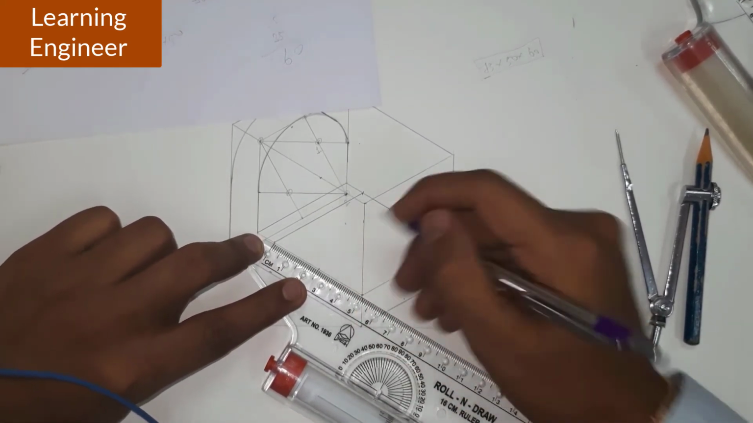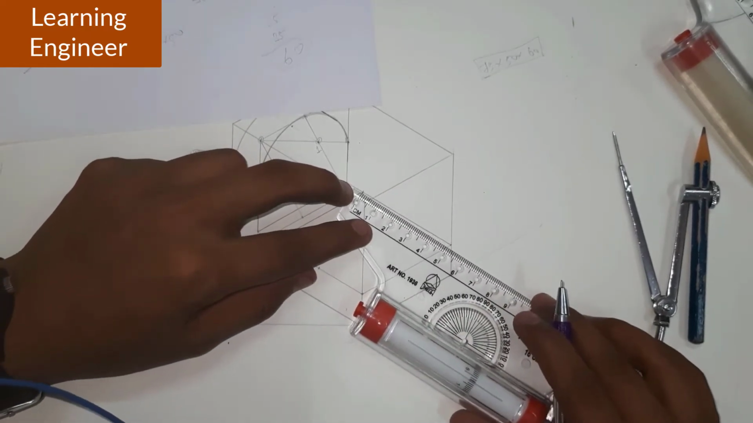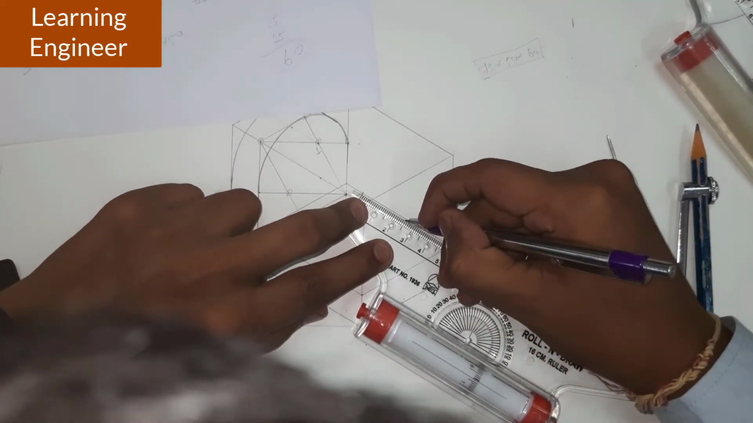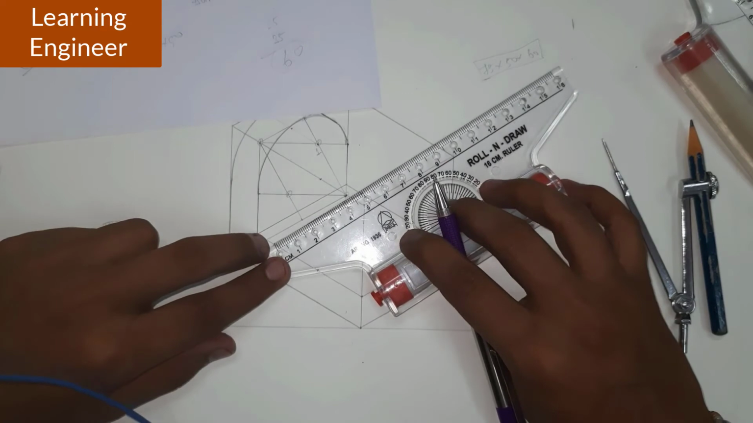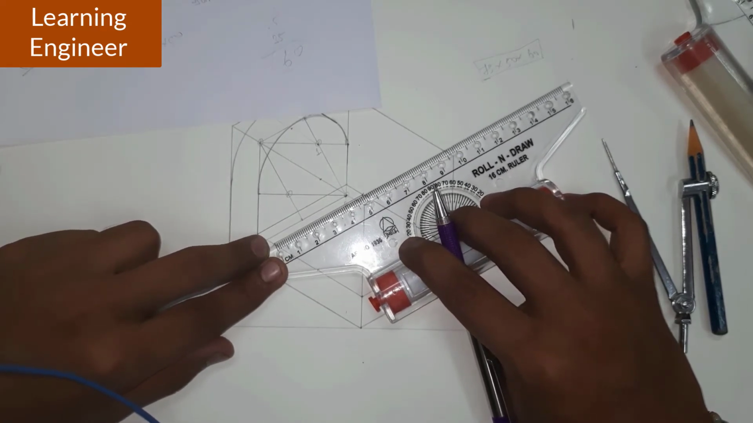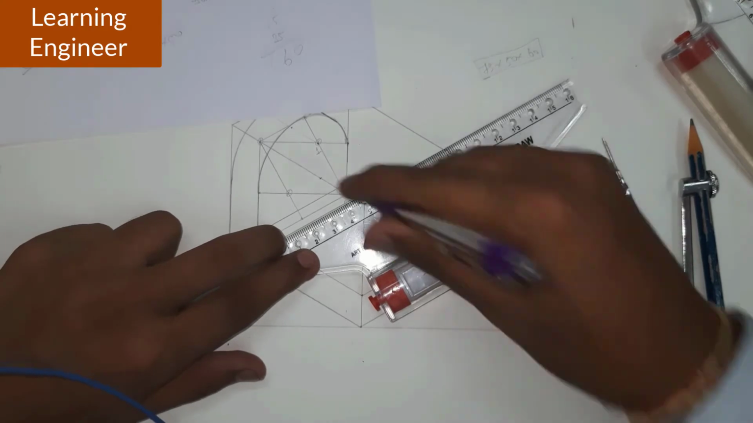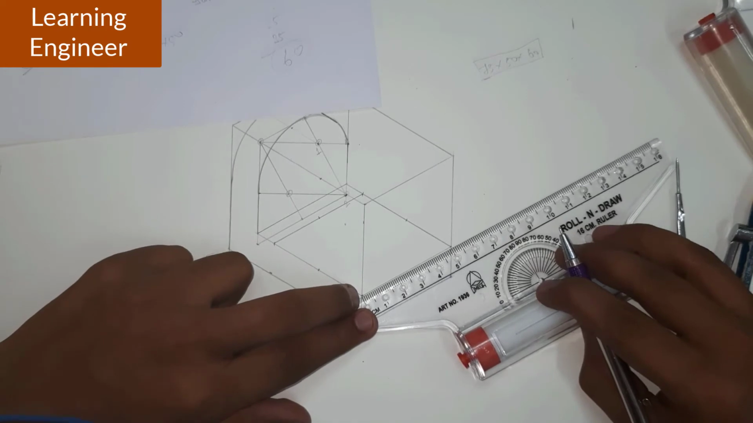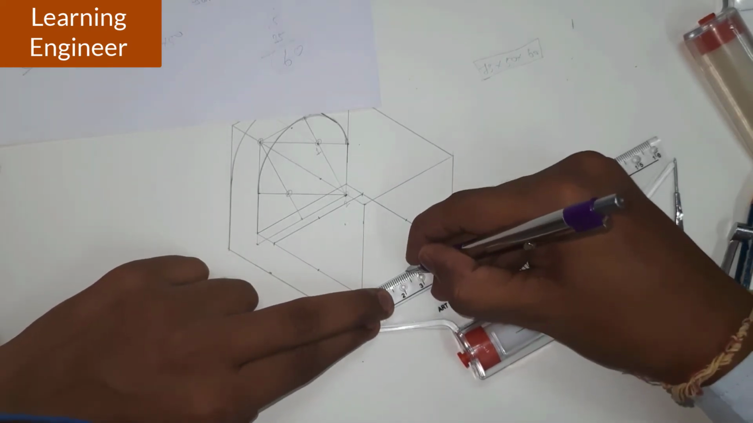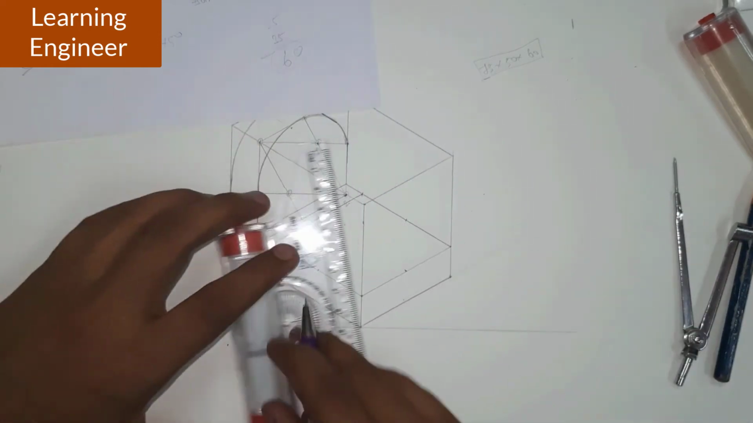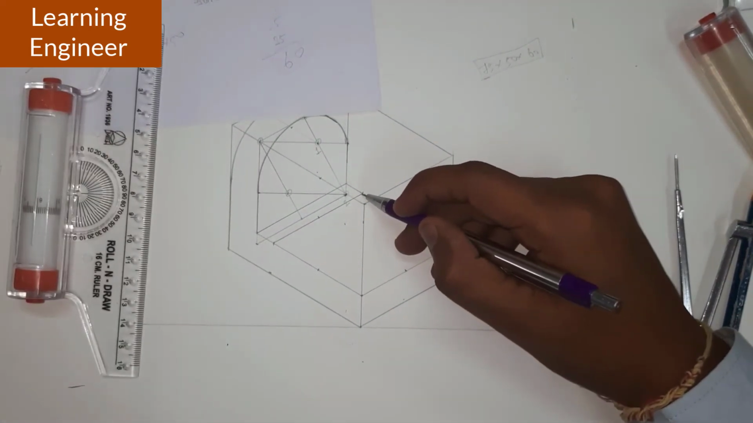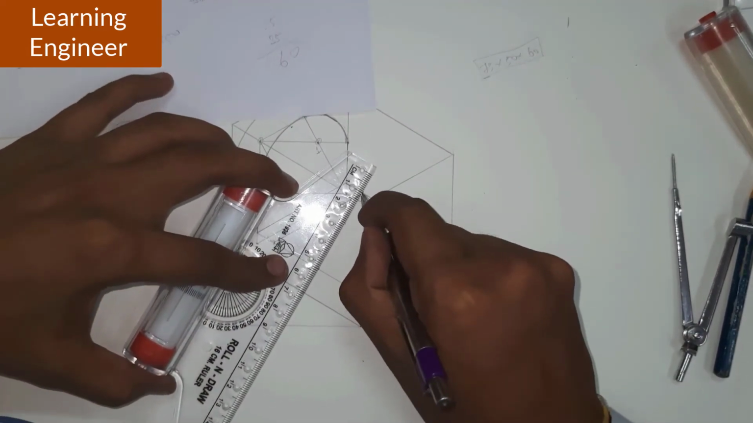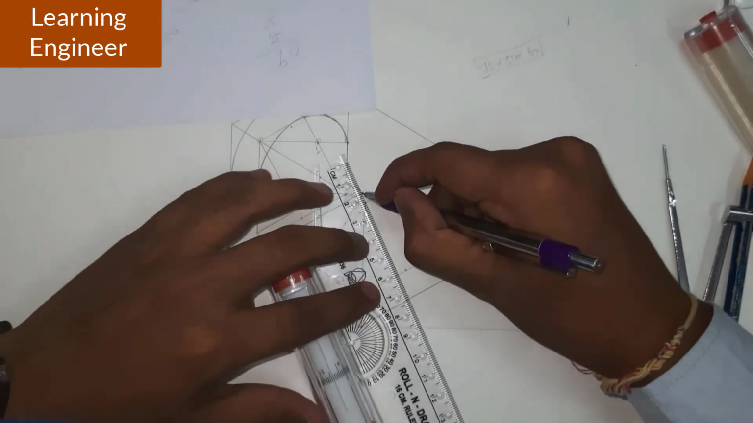So at a distance of 25, on all the sides. At a distance of 25 from all the sides. So midpoints has been marked. Now we'll be selecting the smaller diagonal. So this is the smaller diagonal points. We'll be joining all those points.